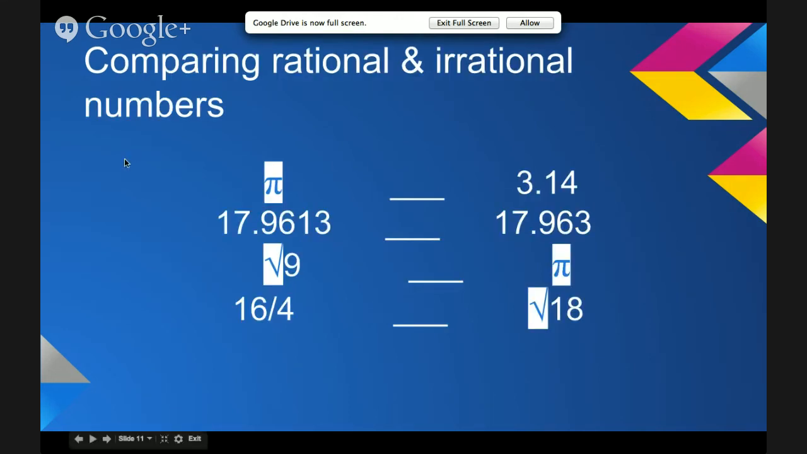So now we're going to compare rational and irrational numbers. So I gave 4 examples of comparing different rational and irrational numbers, and you're going to tell me which is greater than the other. Alright, we're going to check our answers.